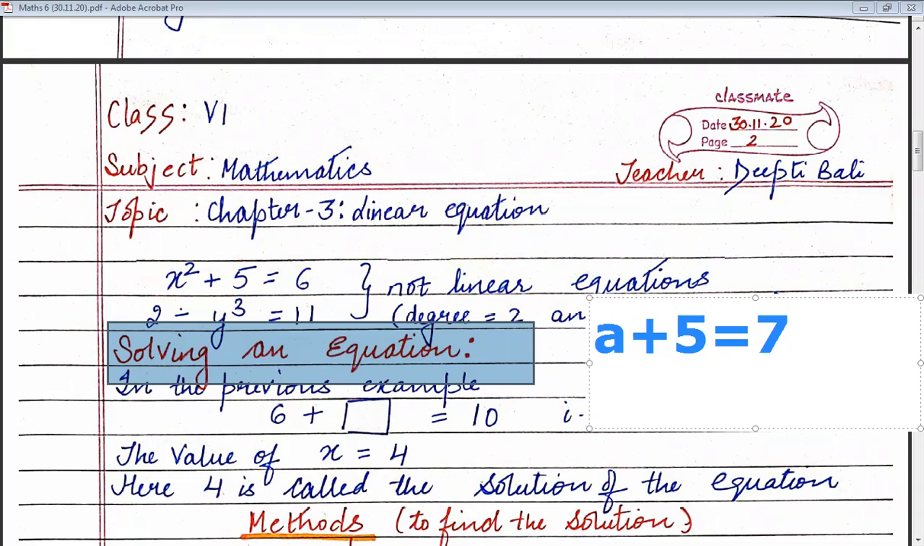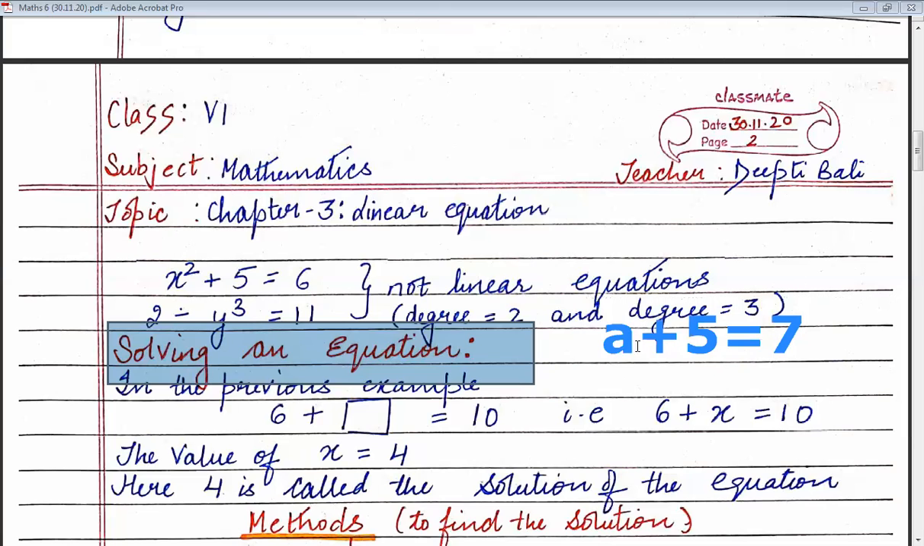Now children, in this, can you tell me which one is your left hand side? Your left hand side is a plus 5. And which is your right hand side? That is 7. And which is the unknown here? Yes, you are very right, your a is unknown. Now children, in this topic we will find out how to find the value of this variable.